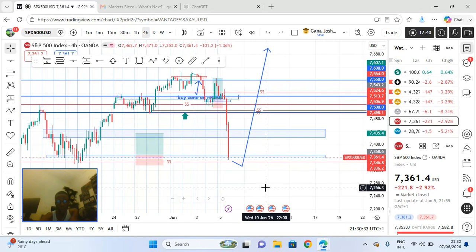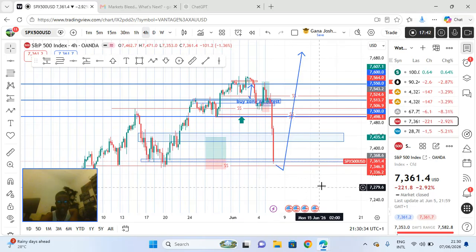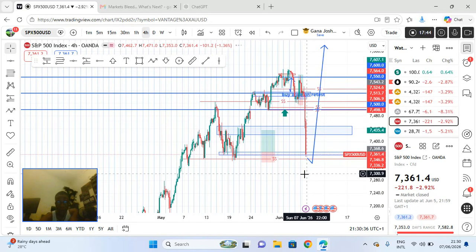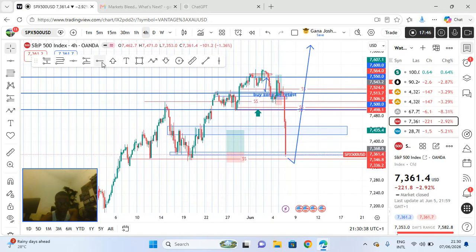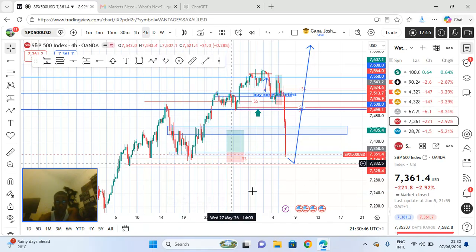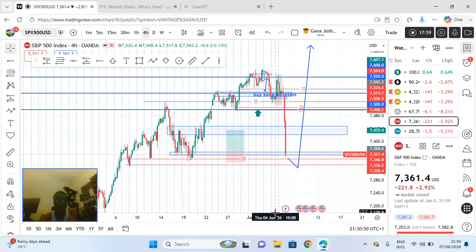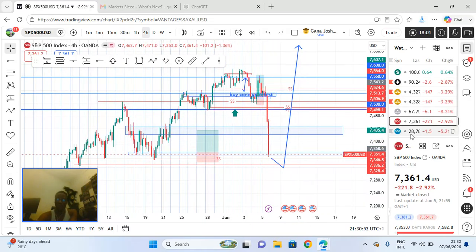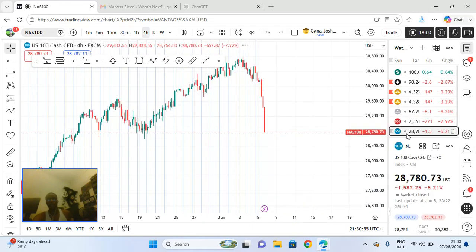So maybe this might be the lowest you will see S&P for a bit. Mind you, there's a lot of money here, so you might tap it. Early buyers are going to get hurt. So you gotta position well, wait for the right timing and strike. But here, looking bullish on S&P 500.